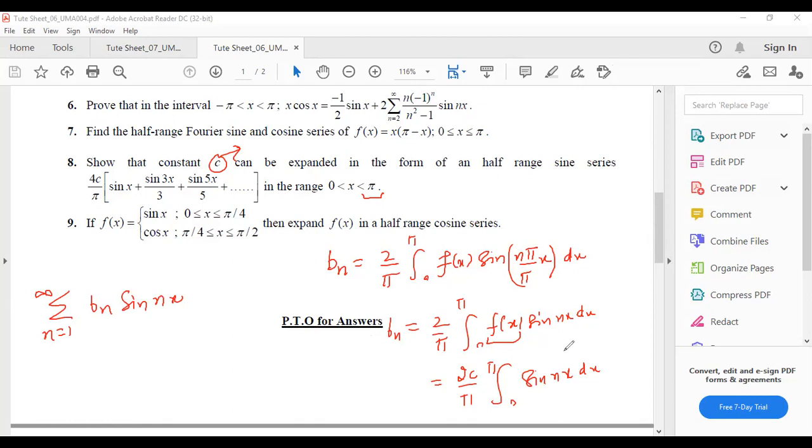And you will see upon integration some of the terms will start becoming zero. As you can see here, sin x is coming, sin 3x is coming, sin 5x is coming. That means the odd terms will be retained, and the even ones will become zero, because its integral will be 2c by pi times [minus cos nx by n] from 0 to pi. So cos is -1 at odd multiples of pi and +1 at even multiples of pi. So the even ones become zero and the odd ones are retained.